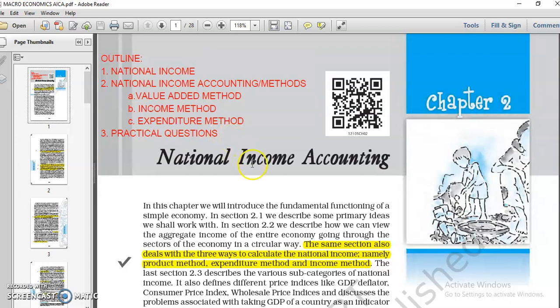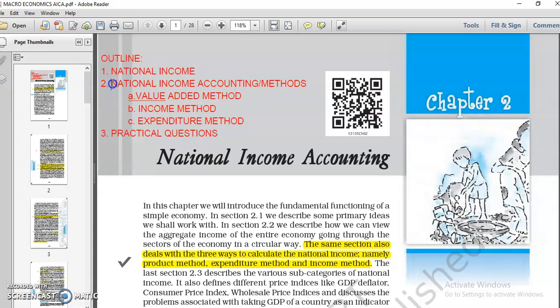Before we start, let me recapitulate what national income is. You all know that national income is the money value of all goods and services produced in your economy by all the sectors, whether primary, secondary, or tertiary, in one accounting year. Once we total all the value generated by these three sectors, it becomes your national income.